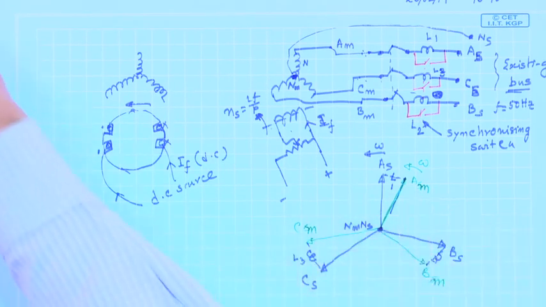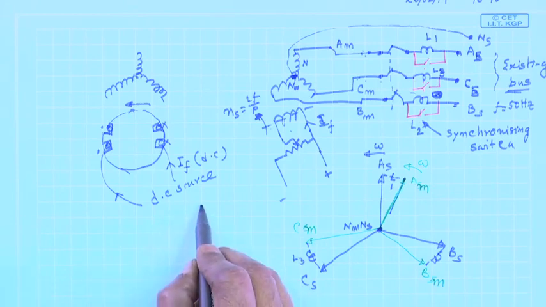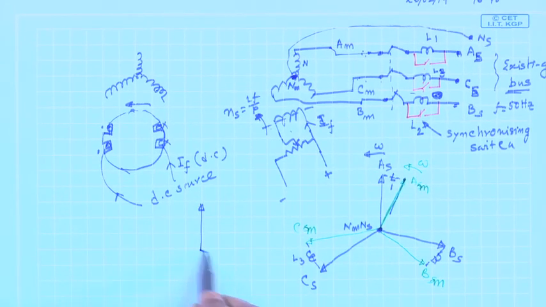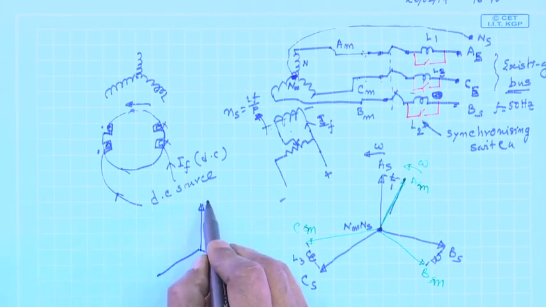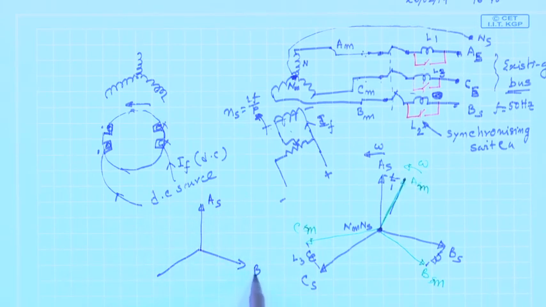It may be very bright, if it may so happen that your AS, BS, CS supply voltages are like this, and your machine voltages are just opposite, AS, BS and CS.